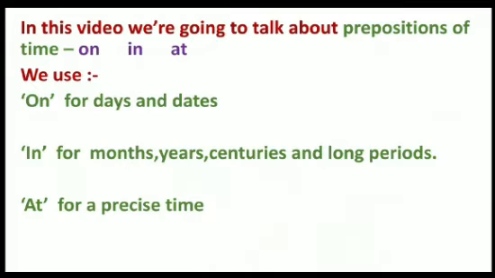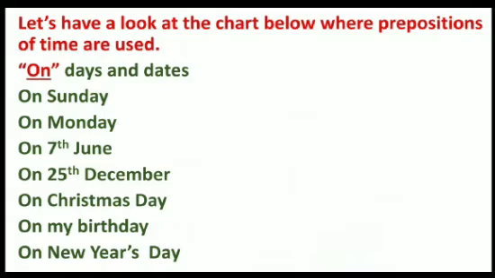We use on for days and dates, in for months, years, centuries, and long periods, at for a precise time. Let's have a look at the chart below where prepositions of time are used.